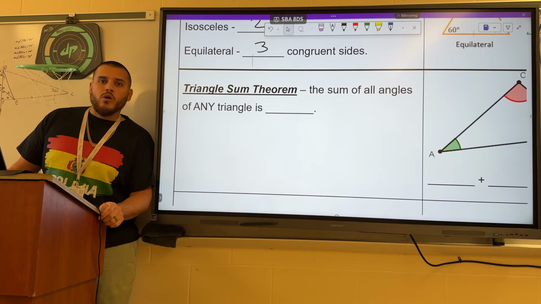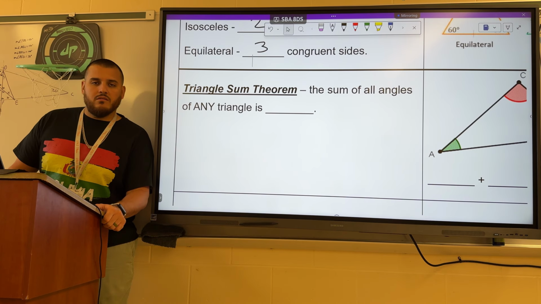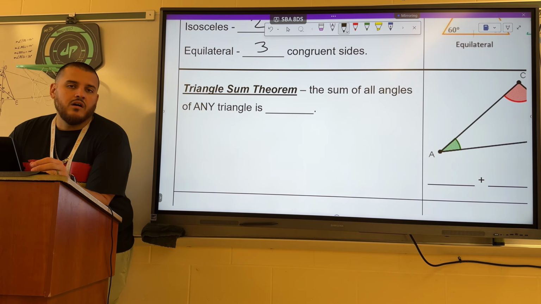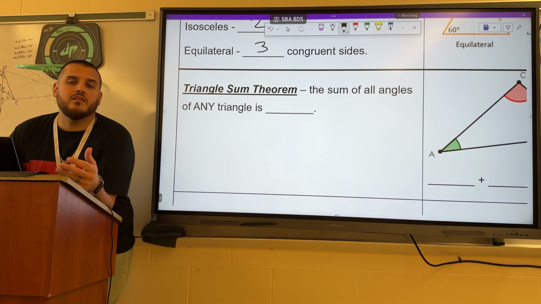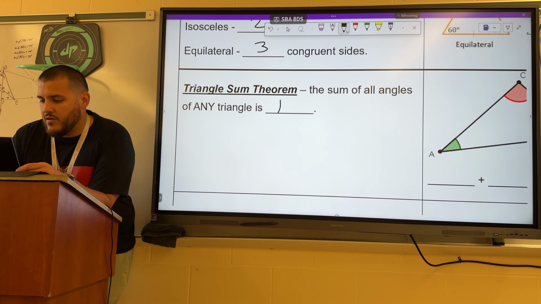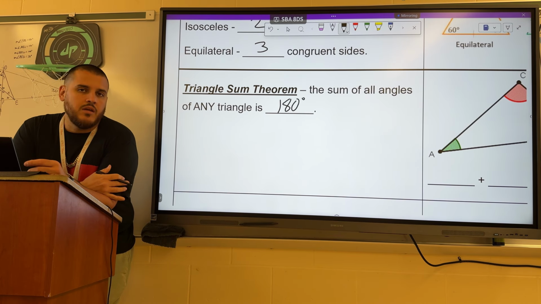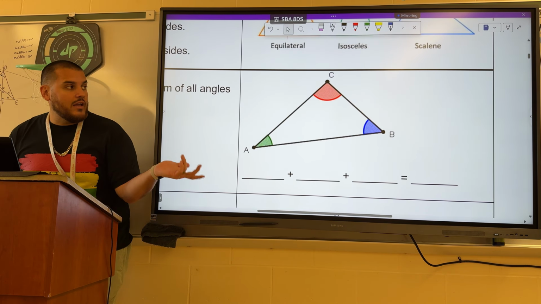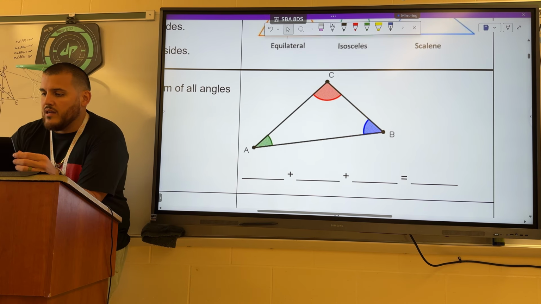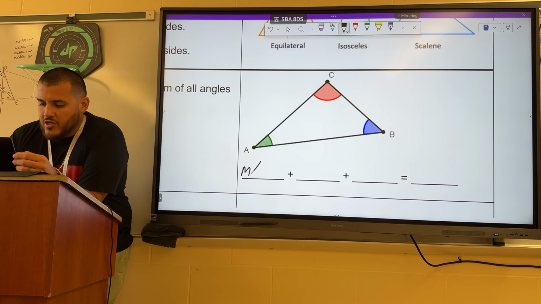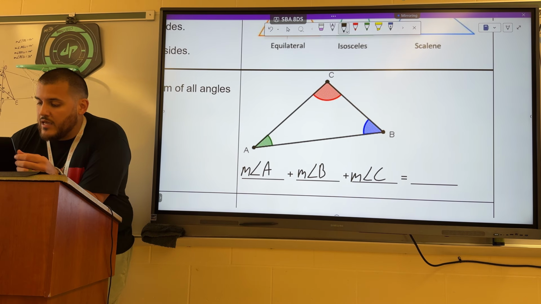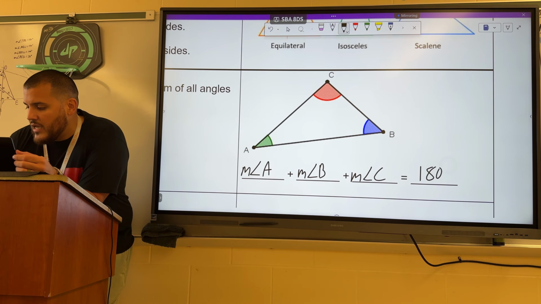Maybe the most important theorem of geometry, the triangle sum theorem, says the sum of all angles of any triangle that has ever existed or will ever exist has to be 180 degrees. As we look at this triangle over here, we have angles A, B, and C. For absolute clarity, what we're saying is that the measure of angle A, when added to the measure of angle B and the measure of angle C, that's all three angles, they must add up to 180 degrees.